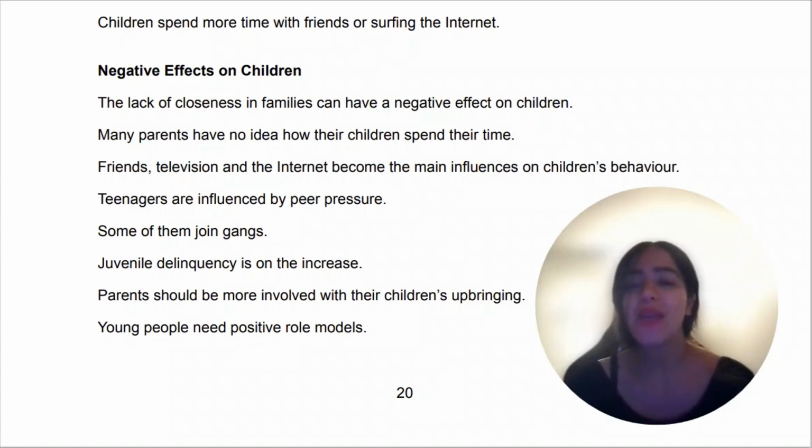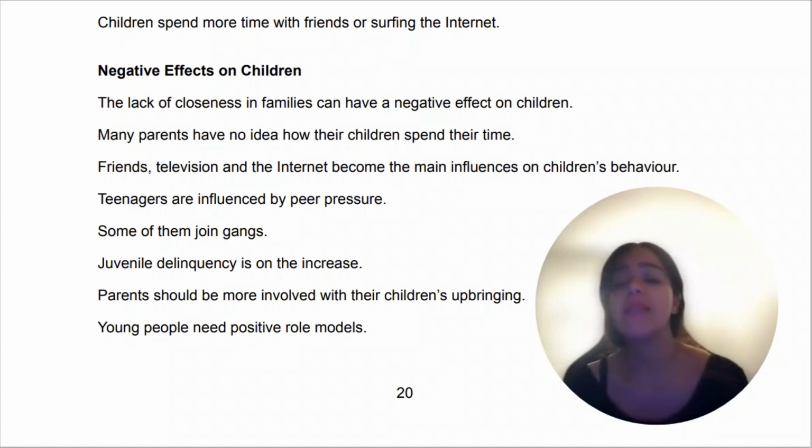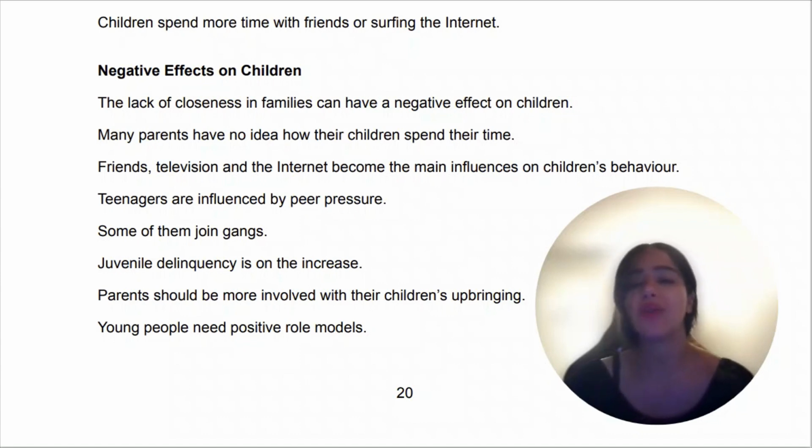Some of them join gangs. Juvenile delinquency is on the increase. So another way of saying increase is to use the phrase to be on the increase. Juvenile delinquency is about different sorts of crime that are committed by the youth, teenagers. They usually consist of minor crimes, but anyway, they are not accepted by law.